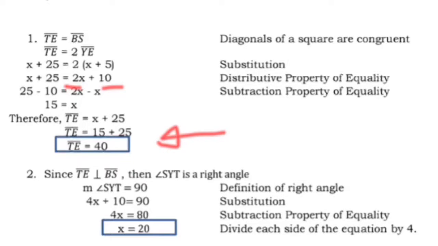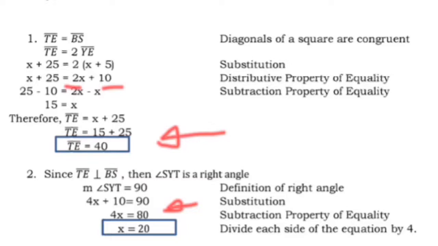Number 2, since line segment TE is perpendicular to line segment BS, then angle SYT is a right angle. So, we can have measure of angle SYT equals 90. Then, substituting measure of angle SYT with the given 4x plus 10. So, we can have 4x plus 10 equals 90. Then, transpose 10 to the right side. This will become negative 10. So, 90 minus 10. So, our answer will be 4x equals 80. Then divide both sides by 4, x is equal to 20.